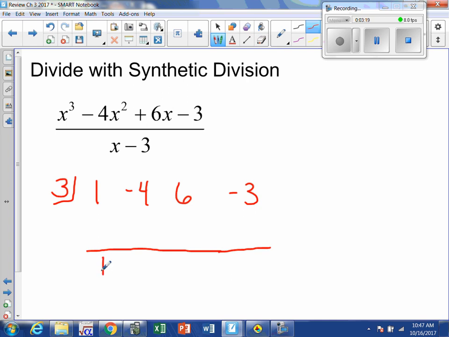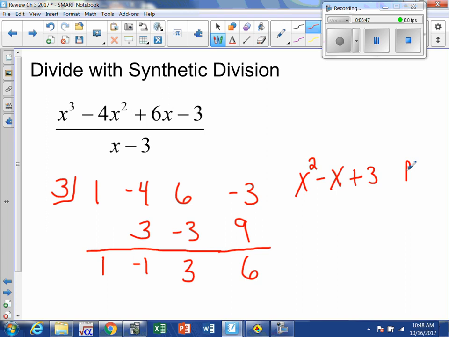So we drop the 1. 3 times 1 is 3. We write it here. Then we add, which gives us negative 1. Then we multiply. 3 times negative 1 is negative 3. Then we add, which is a positive 3. 3 times 3 is 9. We write here. Then we add, and we get 6. And so then our answer is 1x squared minus x plus 3, and our remainder is 6.